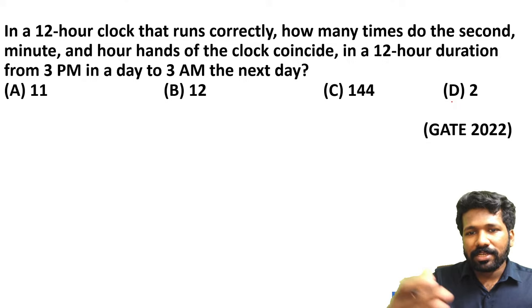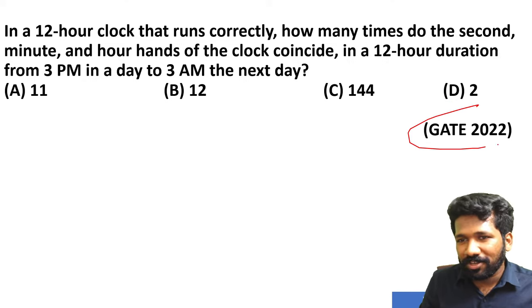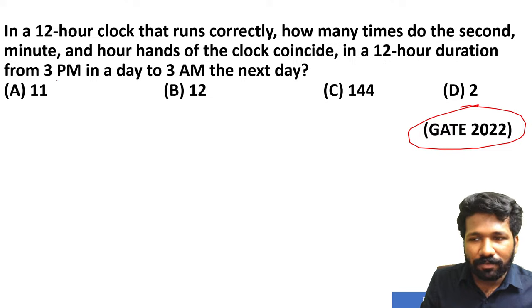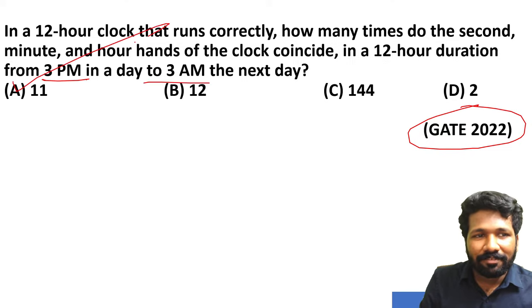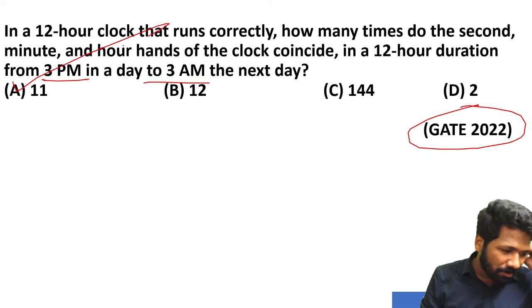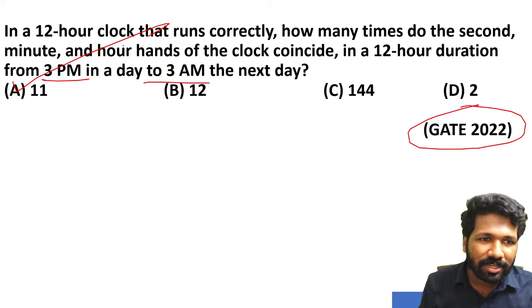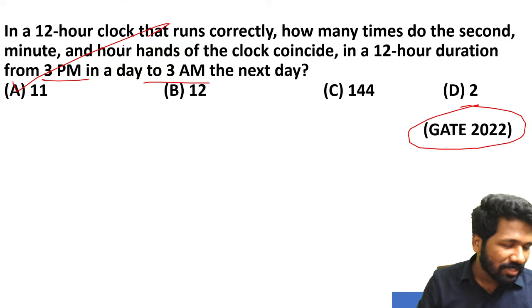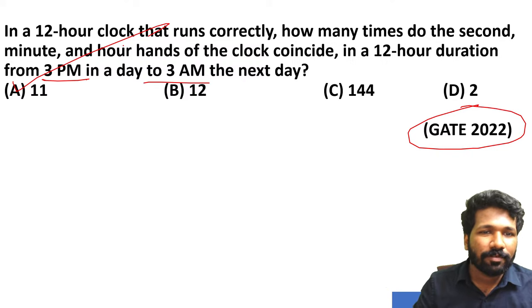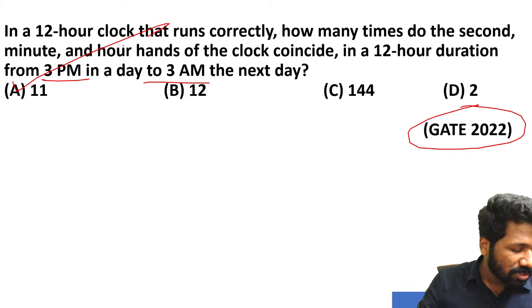CSIR also asked, GATE asked the same question in 2022. Look at this. Instead of 24 hours, they asked 12 hours. That is 11 times. Super easy. Same question, na? Literally the same question. 3 p.m. to 3 a.m. CSIR asked 1 a.m. to 1 a.m., that is 24 hours. 3 p.m. to 3 a.m. is 12 hours only.